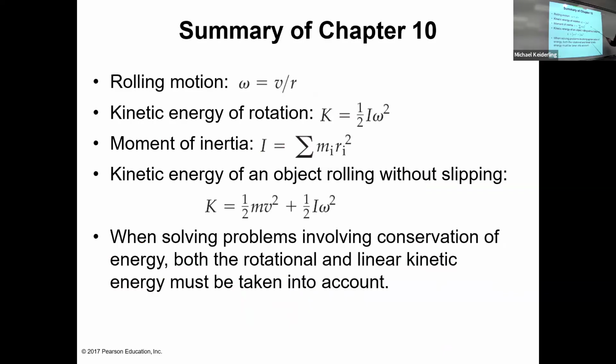When you have rolling motion, omega is equal to the tangential velocity of the rolling object divided by the radius that it's rolling at. The kinetic energy of rotation is 1/2 I omega squared. Moment of inertia is the sum of the individual masses times radius squared. Kinetic energy of an object rolling without slipping is 1/2 mv squared plus 1/2 I omega squared.